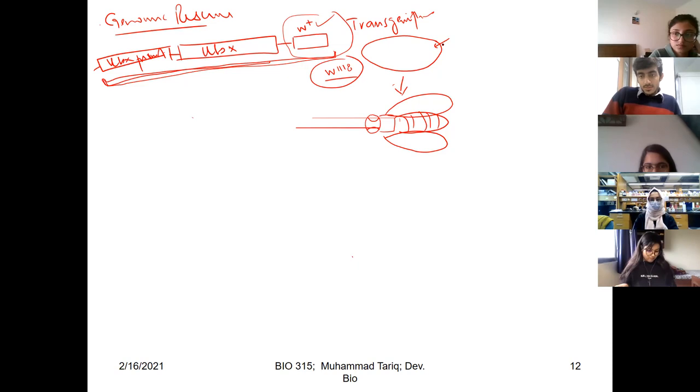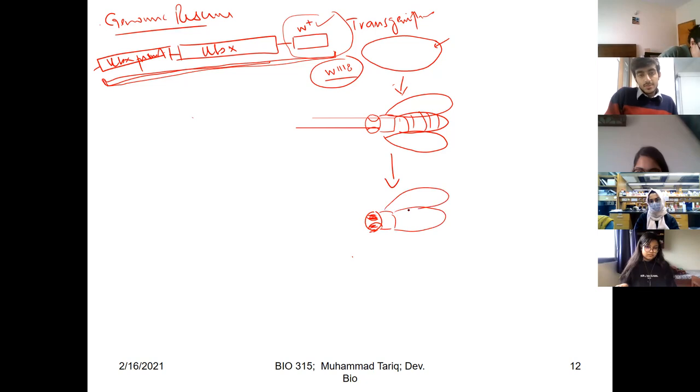What Fariha said, that it will be in the progeny, so not these flies will be red, but if they contain the transgene, then the progeny of these flies will be red. That was true, but we have to know the scientific answer.